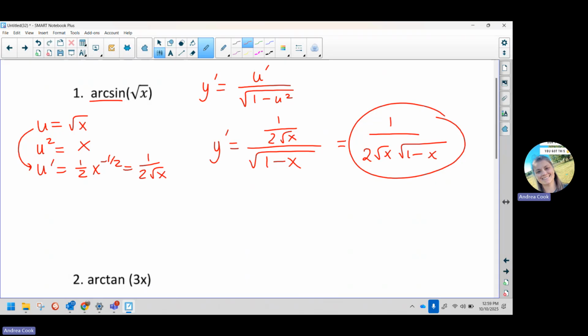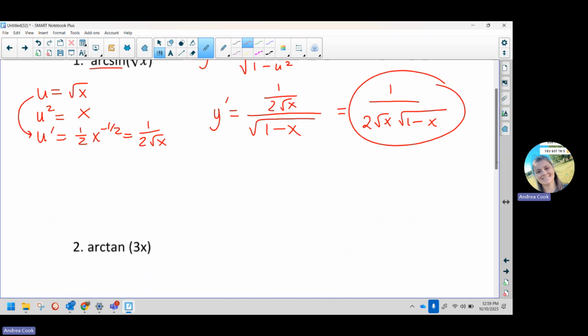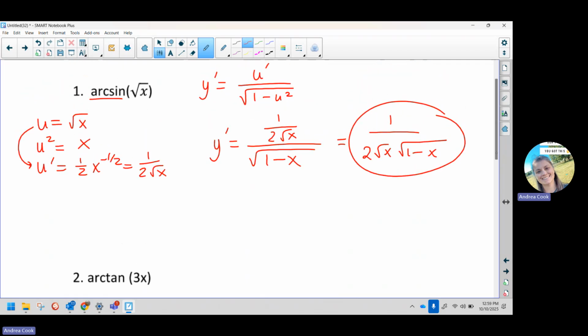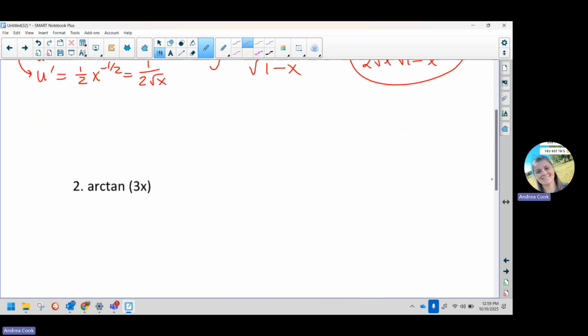Yep. Is the derivative rule the same for arc cosine? Arc cosine is exactly the same except negative. There's a negative in front of there. All right, questions on that one?